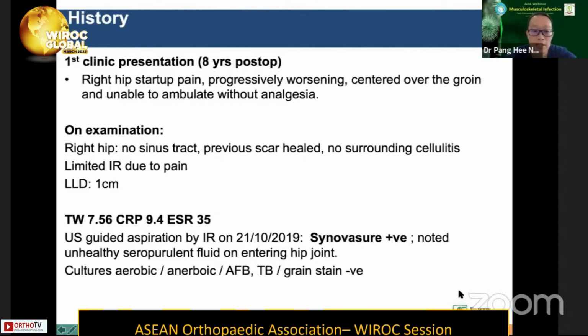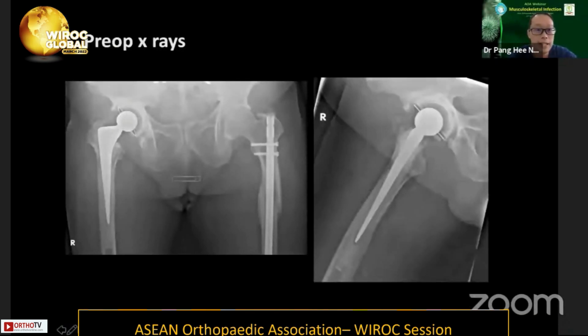We did an ultrasound-guided aspiration, and this gave a positive synovial result. It also noted unhealthy seropurulent fluid in the anterior hip joint. Cultures, aerobic, anaerobic, TB, and Gram stain were all negative. This is the X-ray, so you can see that the femoral stem is well fixed. The cemented cup was loose with radiolucent lines in all 3 zones.